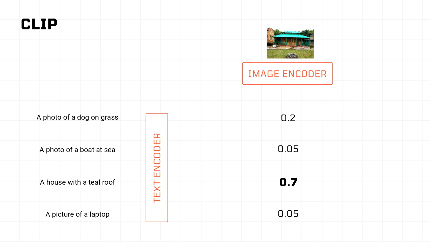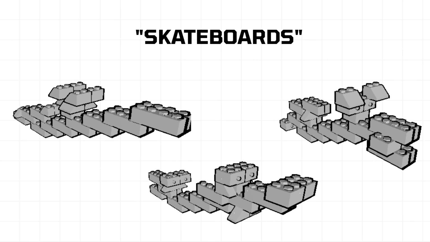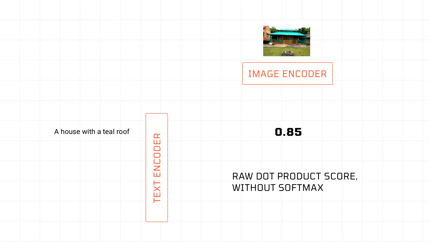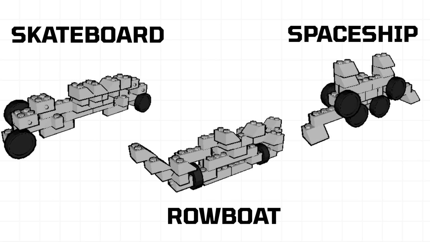For example, take a look at the skateboards we generated. These long shapes don't look anything like skateboards, but they look even less like rowboats and spaceships. So our classifier assigned high scores for each of these models. I fixed this by switching over to raw dot product similarity between the label and image vector as the reward function. That looks a bit better.